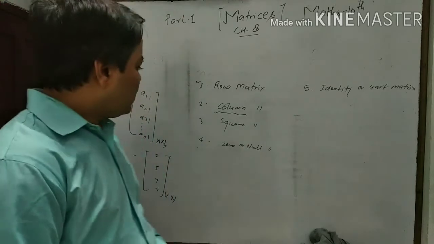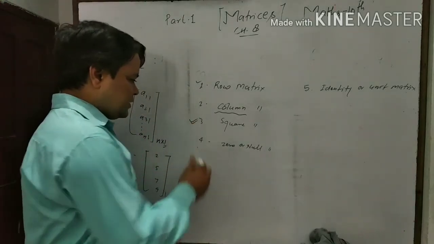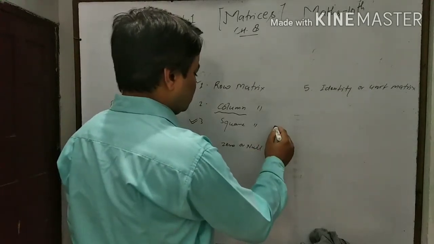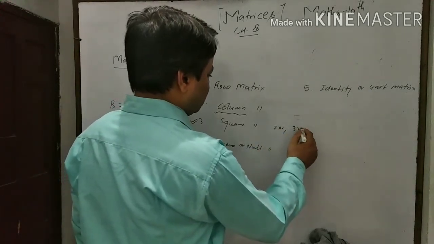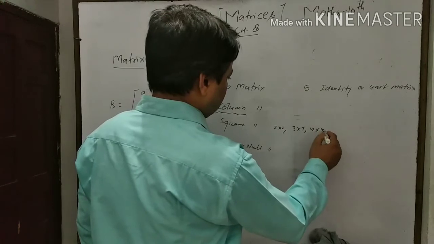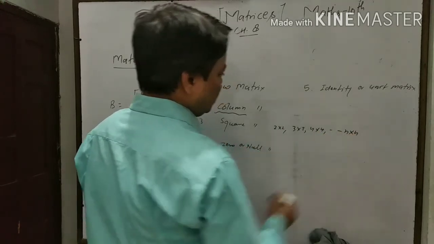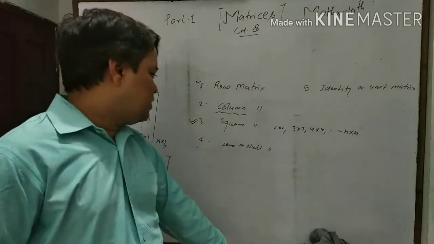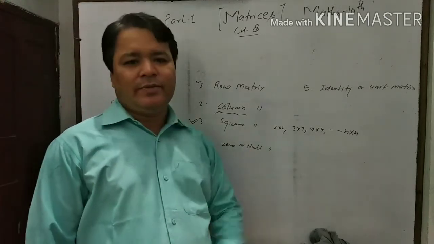Now the third one is the square matrix. A matrix is a square matrix if it is of order 2 by 2, 3 by 3, 4 by 4, means n by n. It means the number of rows and number of columns should be equal. Then we can say that it is a square matrix.